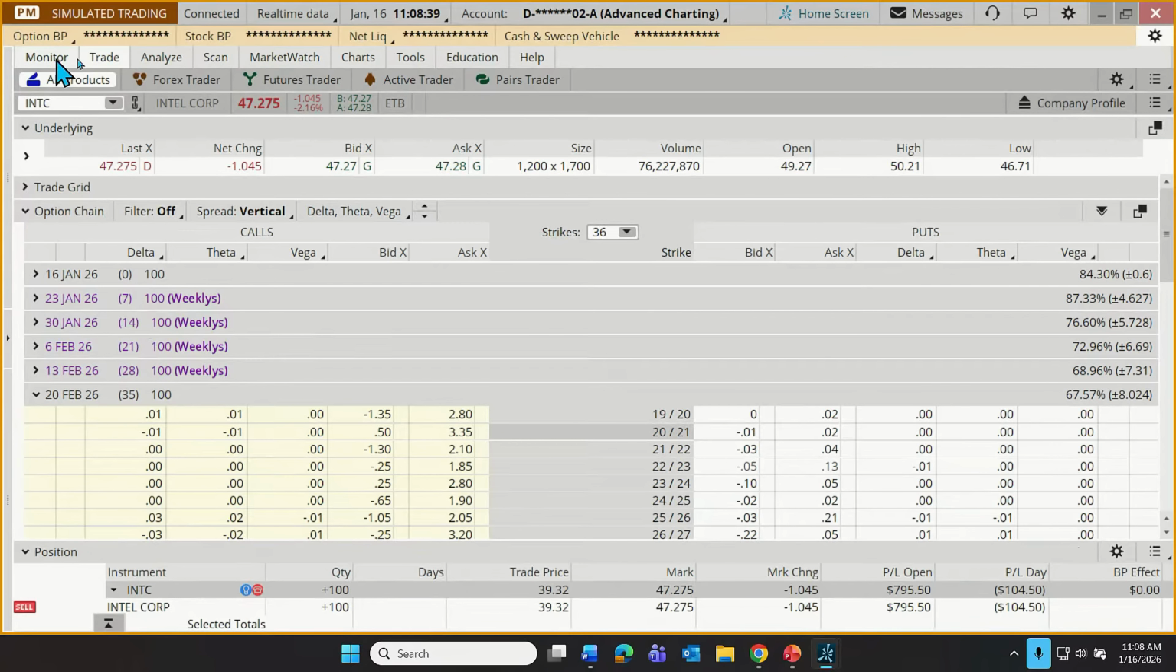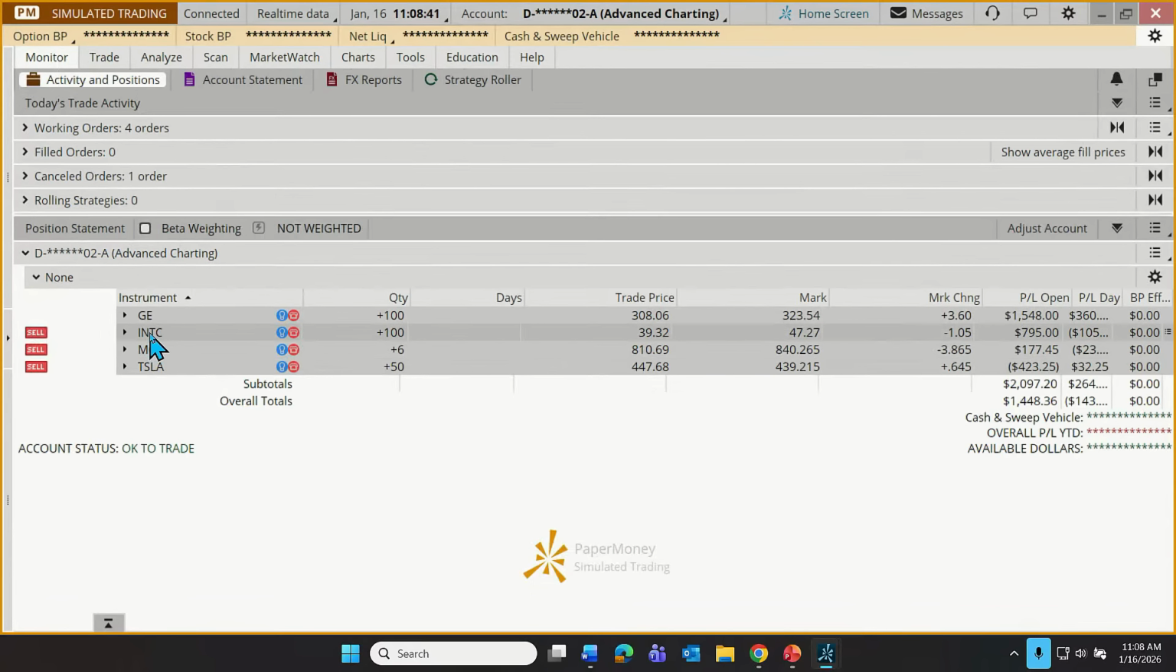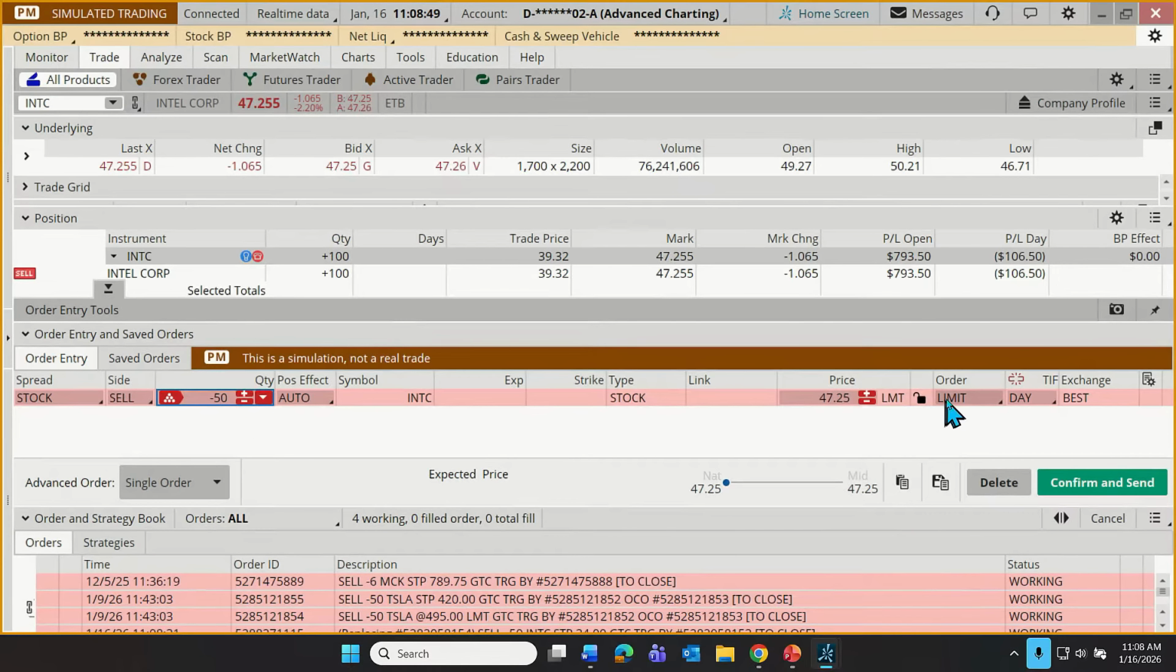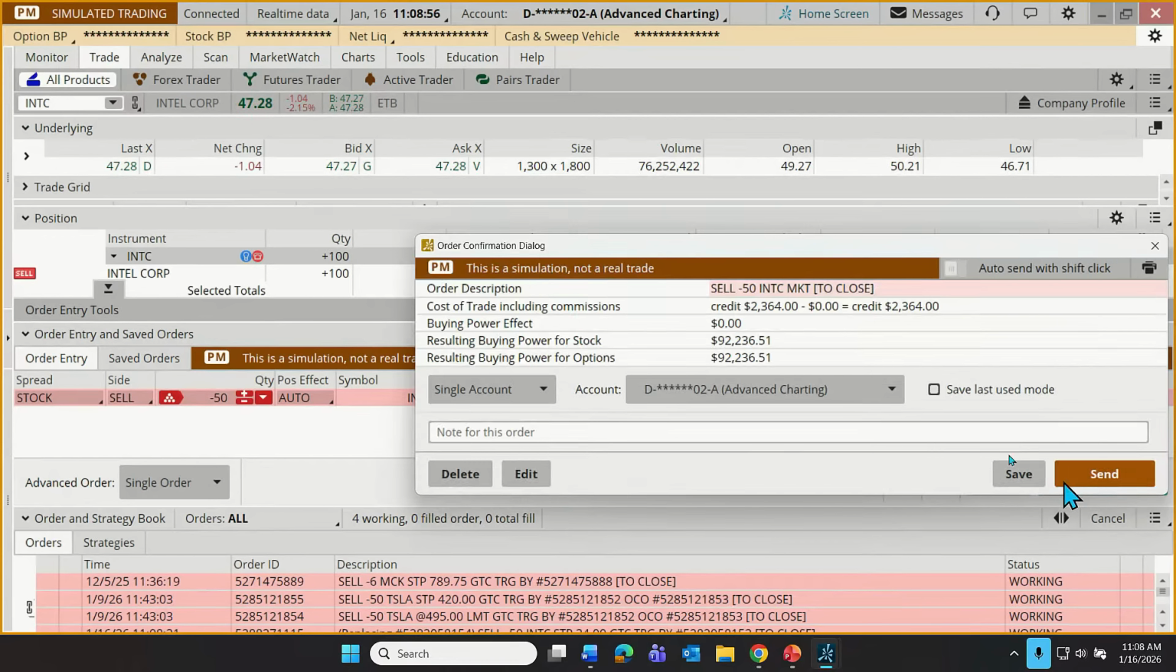But let's also now close out 50. I'm going to create a closing order to sell not 100 of those shares, but just 50. And I'm going to sell right at the market price today. Obviously, we're not guaranteed a specific price for the market order, but it can increase the probability of a quick fill.